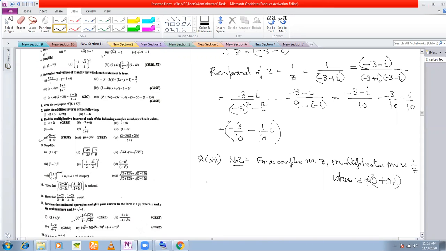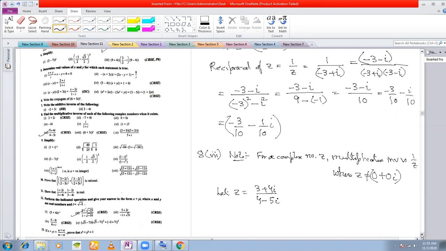Okay. So let us work out this 8, 7. So we start by saying let z is equal to 3 plus 4i by 4 minus 5i.